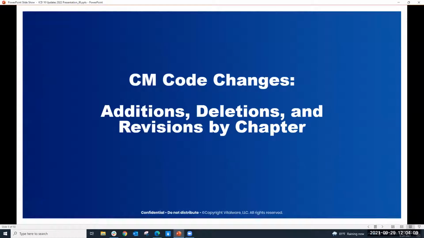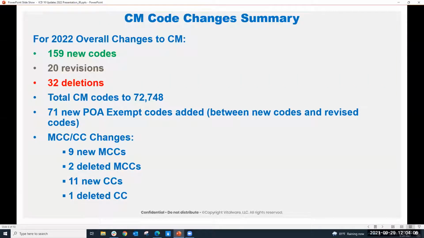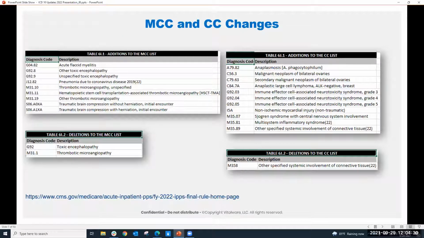Okay, so let's start with CM code changes. So in summary, for 2022, we have 159 new codes, we have 20 revisions, and 32 deletions. That brings our total codes up to 72,748. We have 71 new POA exempt codes, and we have 9 new MCCs, 2 deleted MCCs, 11 new CCs, and 1 deleted CC. This next slide is just showing you the tables for the new MCCs and CCs and the deletions. You see that for the deletions, those have actually been expanded upon in the addition tables.